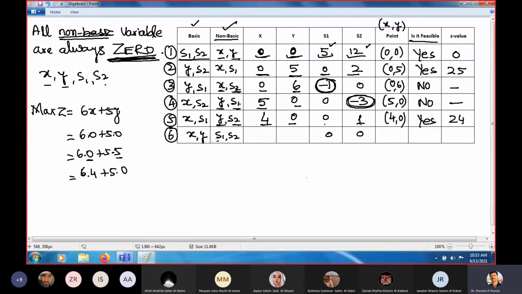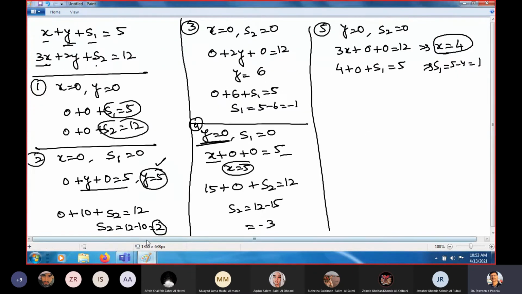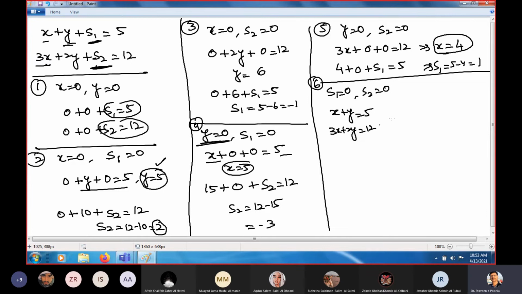Now the last one. S1 and S2 are 0. This is little difficult, but you have already studied it. So point number 6. S1 is 0, S2 is 0. So if S1 is 0, what we'll get? X plus Y is equal to 5. And if S2 is 0, what you will get? 3x plus 2y is equal to 12. Now you need to find the value of x and y from these two equations.